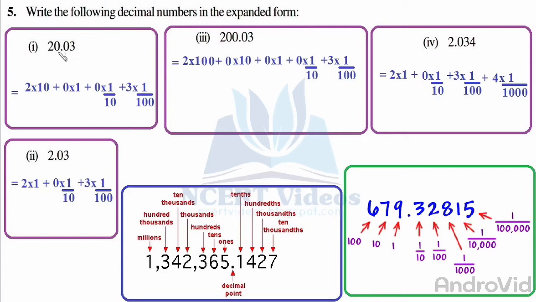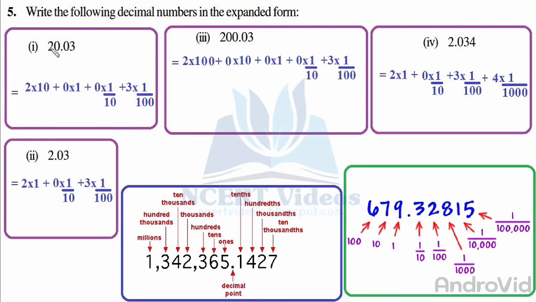So you can take here the example 20.03. One more thing: you have to name 2.034 not as 'two point thirty-four'. You cannot say 34. You have to name it with single digits after the decimal, like 2.03.